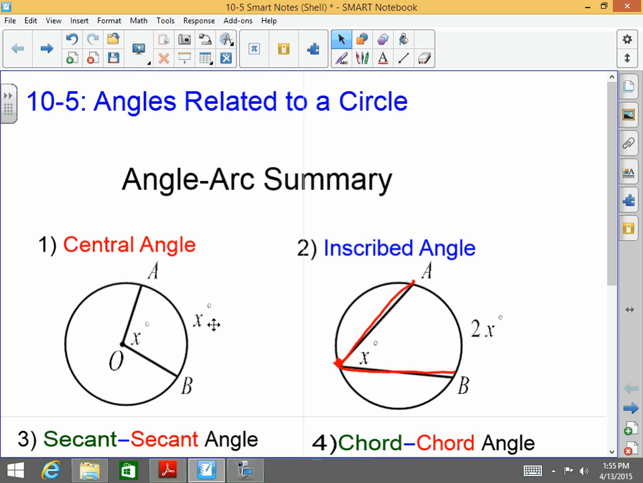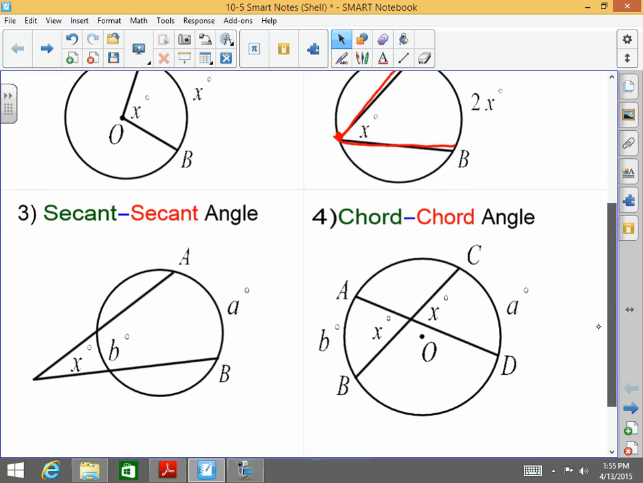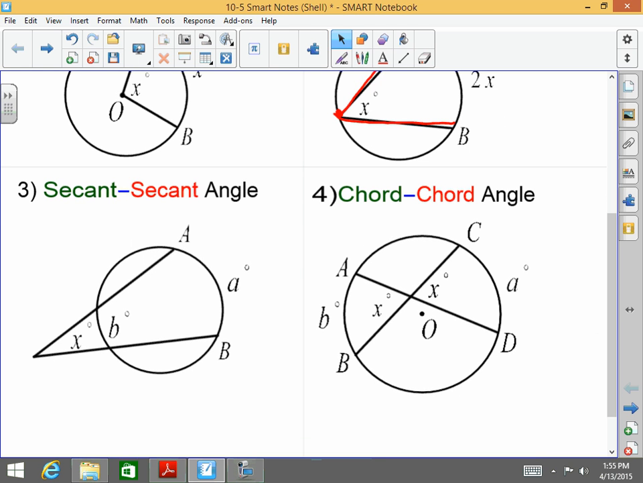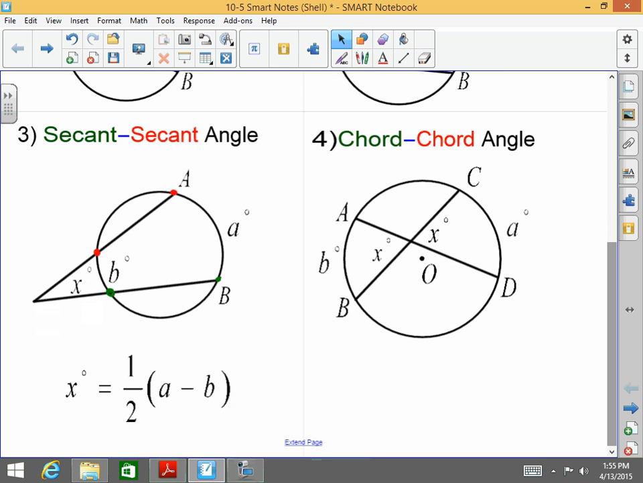Okay? Now, new things that we're learning. Well, this one we've seen before. I've called it before the exterior angle. It's also called a secant secant. I don't know if you guys remember, but a secant is a line that goes through the circle in 2 distinct points. So this is a secant right here, and this is another secant right here. And the angle x here is equal to the difference of a minus b divided by 2. So it's 1/2 of the difference of a minus b.